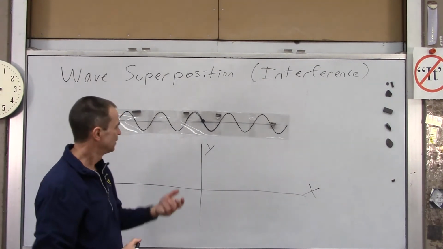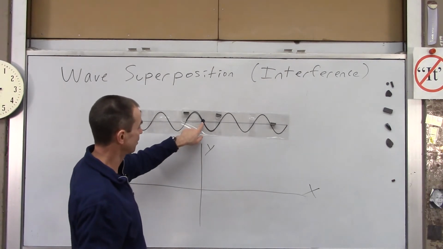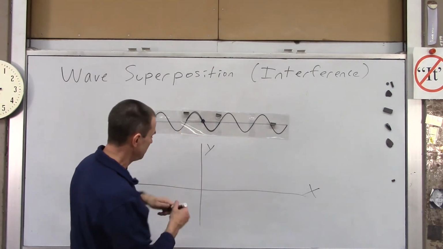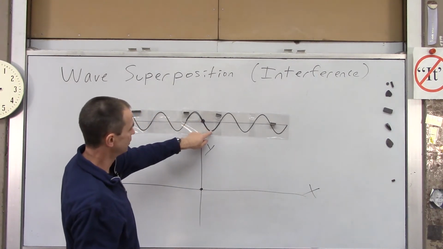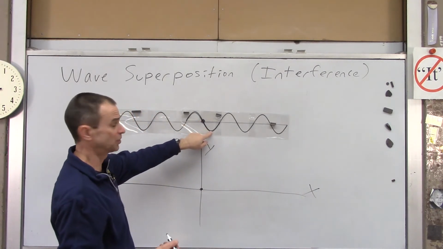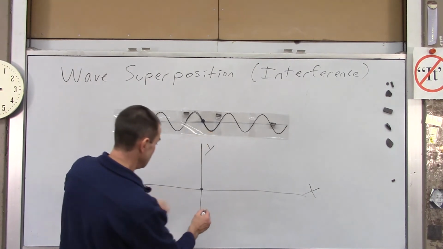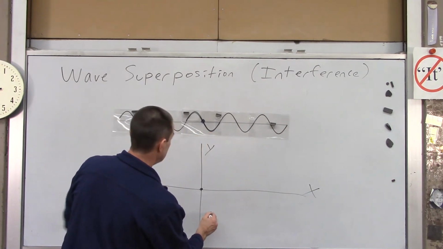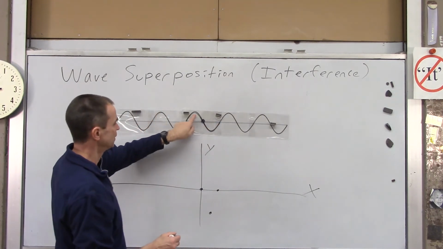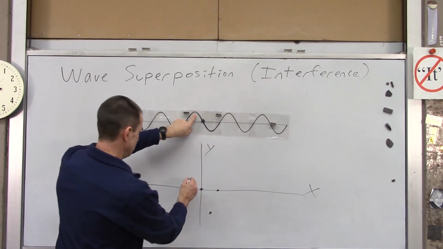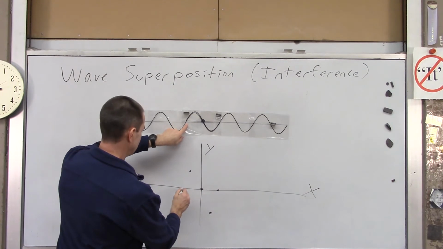What do you got? So again, our bobber hasn't moved. You got equilibrium meeting equilibrium. That's at zero height. Okay. To the right of the bobber, you got a trough and a trough meeting. That is constructive interference. You get a big trough. And then you got an equilibrium position again. On the left, you've got two crests meeting. So you're going to have a big crest and then back to equilibrium again.